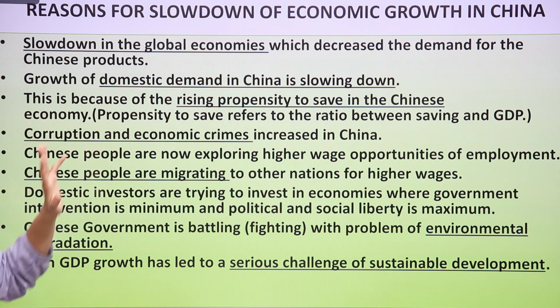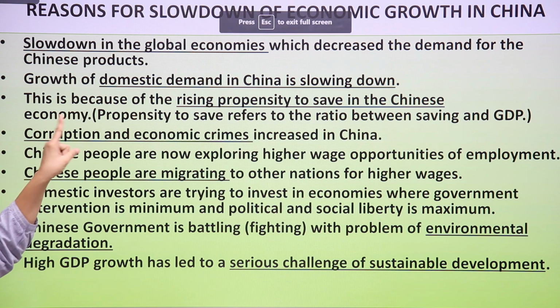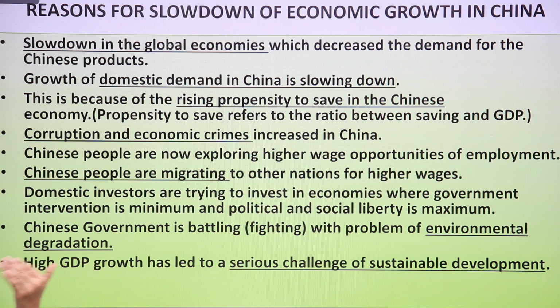Growth of domestic demand in China is slowing down. Domestically, in its own nation also, China's demand for goods and services is decreasing. Why? Chinese are not purchasing their own country-made products. Why? Because they have started saving, because their propensity to save has increased. That means when they earn some income, they save more and spend less on purchase of goods and services. When they do not purchase goods and services in the market, how will industries progress in China? That is the main reason Chinese are saving more and spending less in the economy.